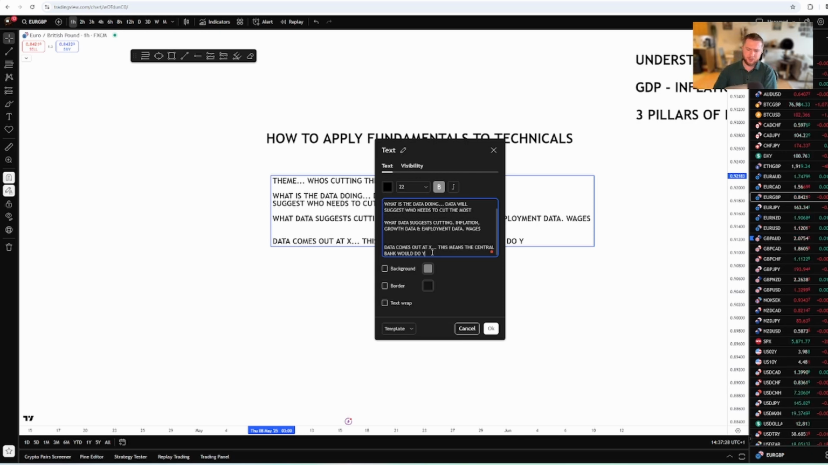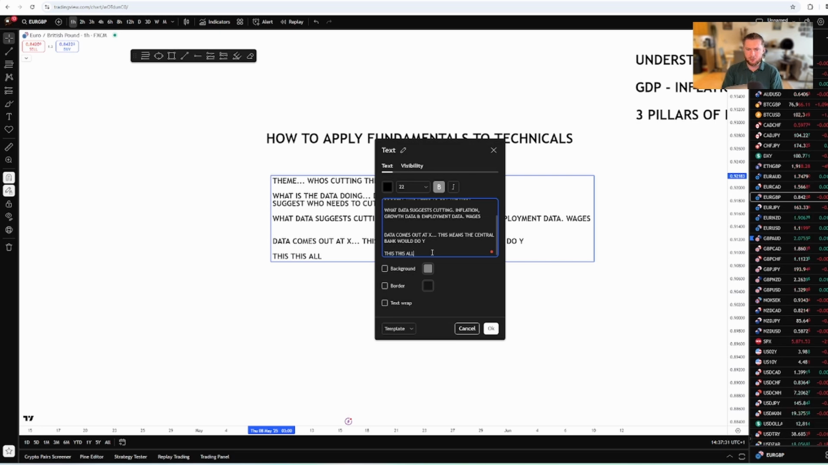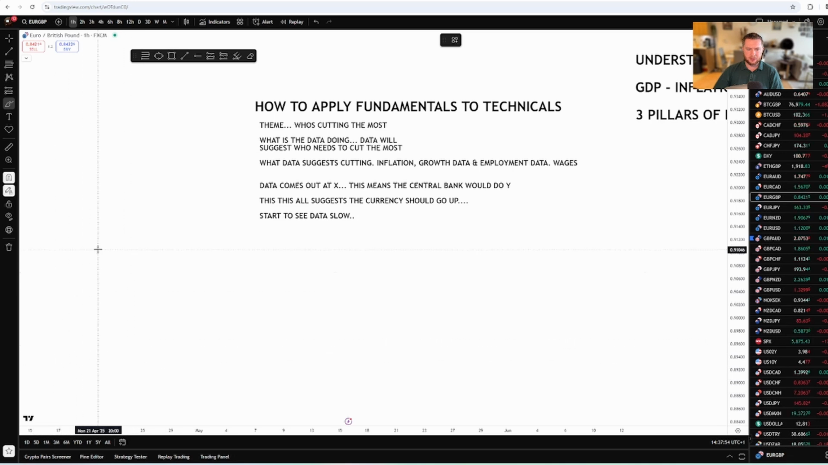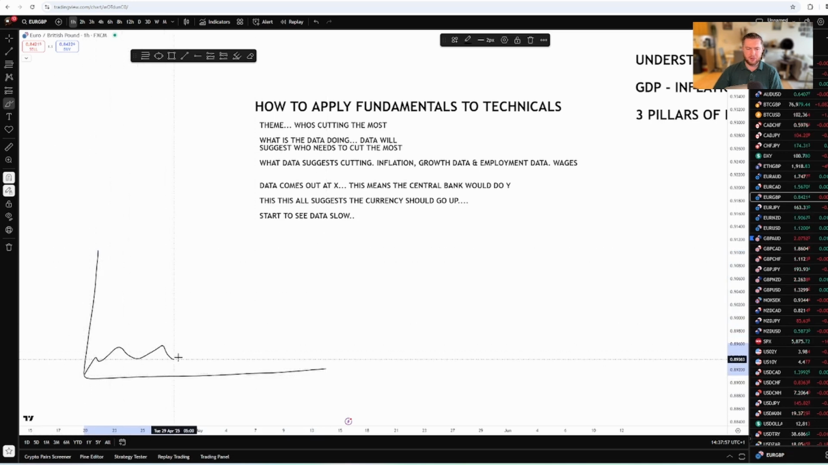Let's say this all suggests the currency should go up. Cool, that's fine. But then in a month or two, we start to see data slow, where the data was creeping up, creeping up. Obviously, it's never going to be a really nice move higher anyway. It's always going to be chop, chop, chop. But that's why you take the totality of all of the data rather than basing it off one bit of data.